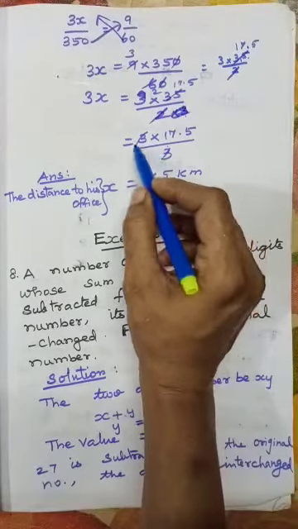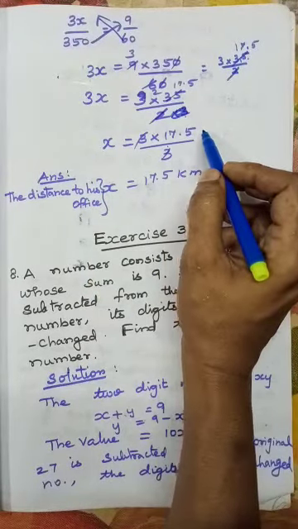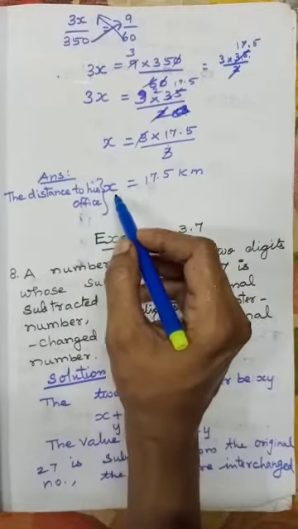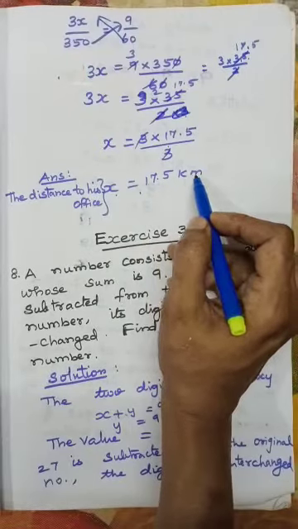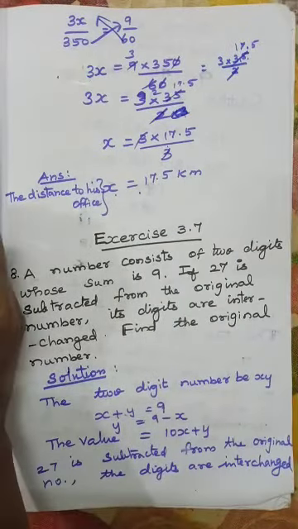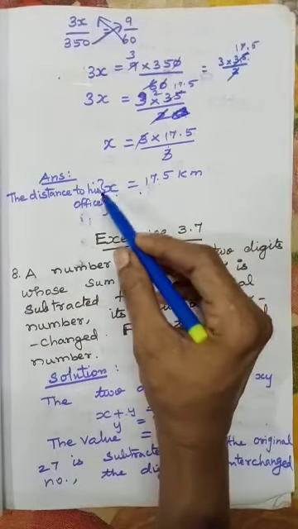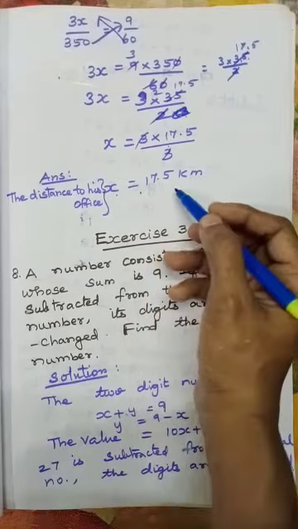Okay, now 3 comes to this side. Sorry, x is equal to 17.5. So the answer: the distance to his office, x is equal to 17.5 kilometer. We have taken the distance as x kilometer, isn't it? So the distance between his office and his home is 17.5 kilometer.